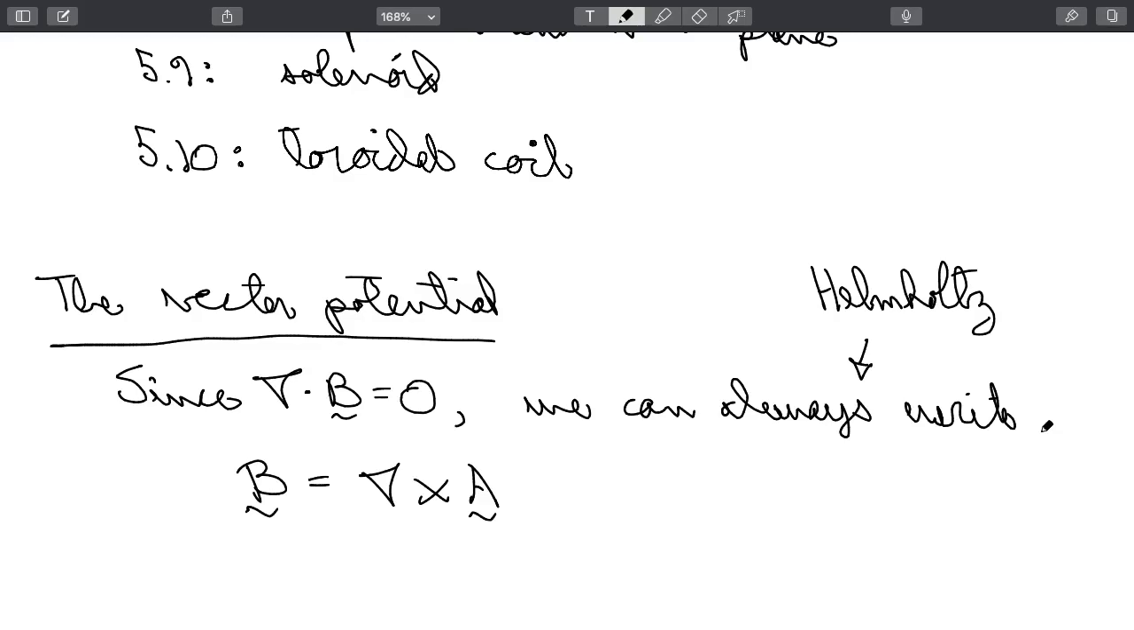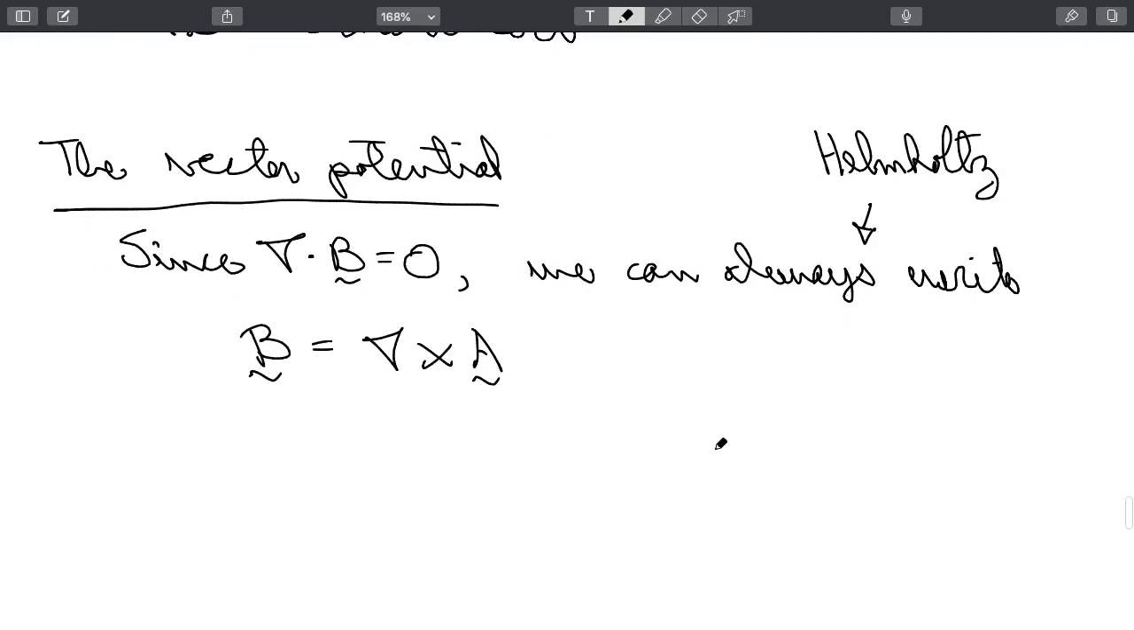It's just a statement. If you have something that is divergenceless, then you can always view it as the curl of something else, the circulation of some other object. And by simply using this representation, you guarantee that this is going to be the case, because we know that the divergence of a curl is just going to be 0. So what can we do?